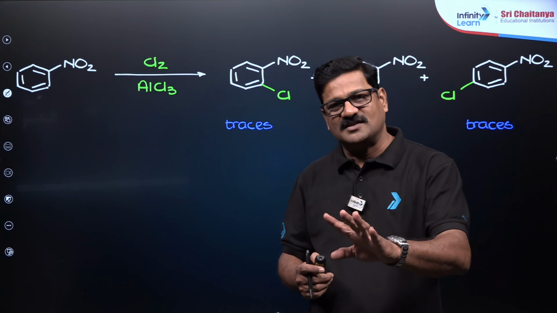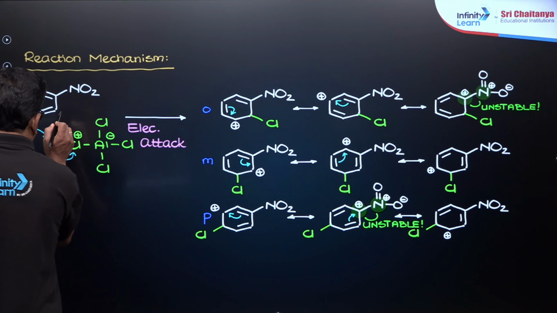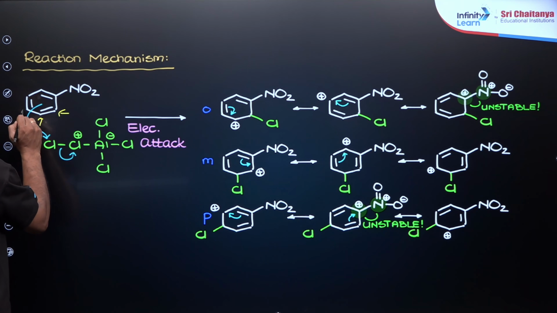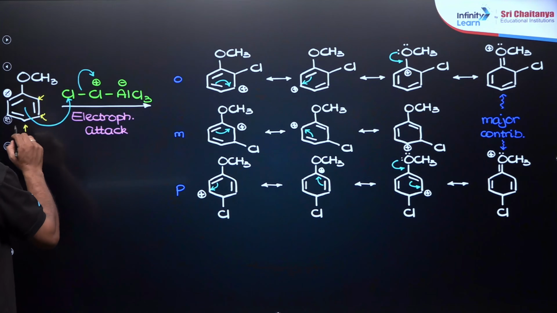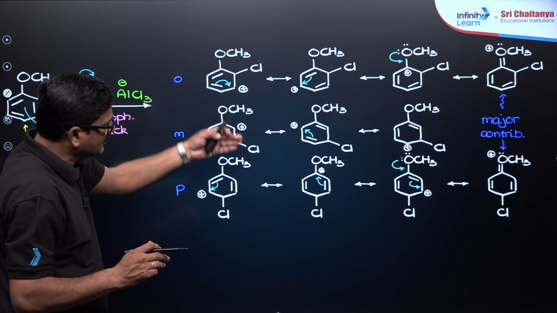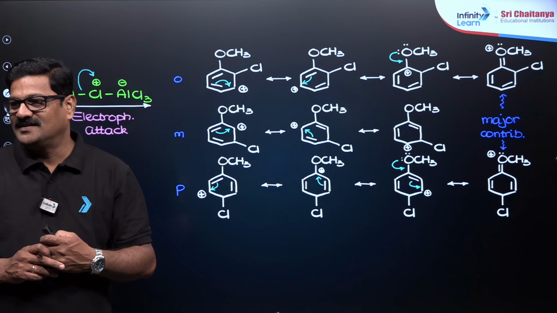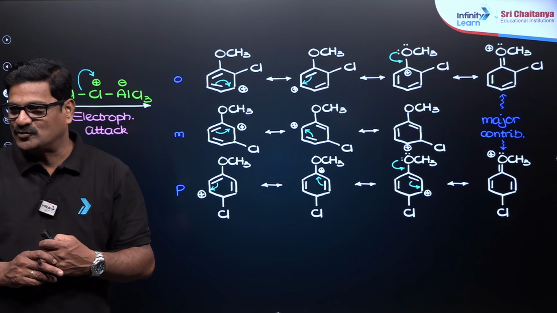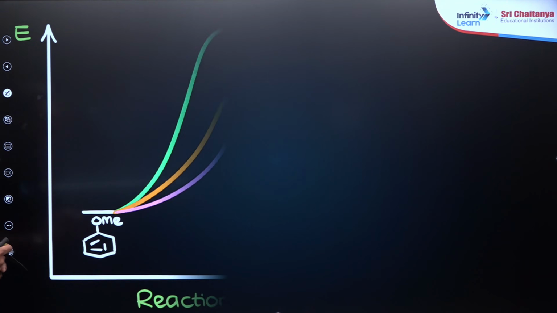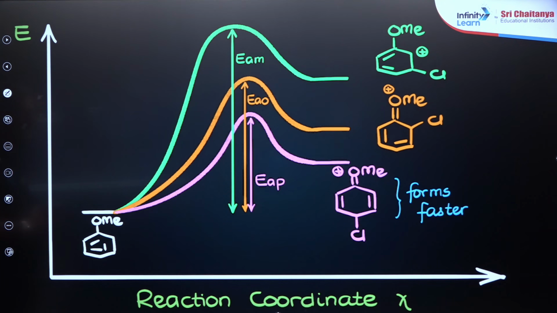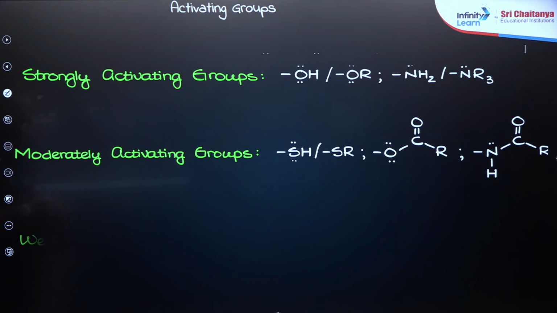Similarly, the same logic I want to use. Why so? When the nitro compound is attacked at ortho, meta, and para, you are going to see various sigma complex structures. Meta is going to be the major contributor. So as a result of this, the activation energy for the meta product is going to be less, the same repeating logic, activating groups and all.